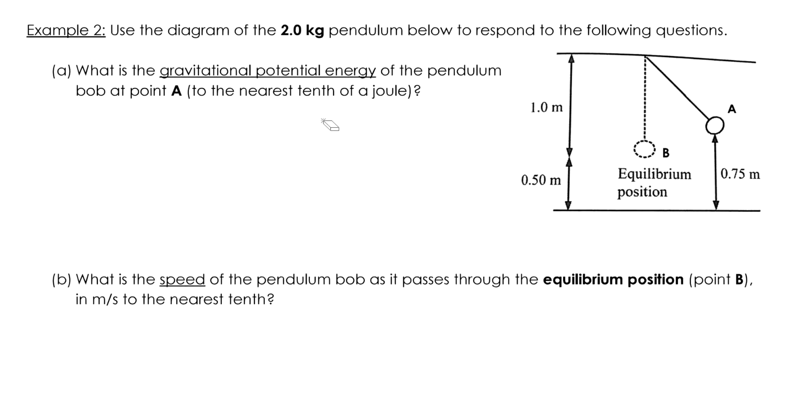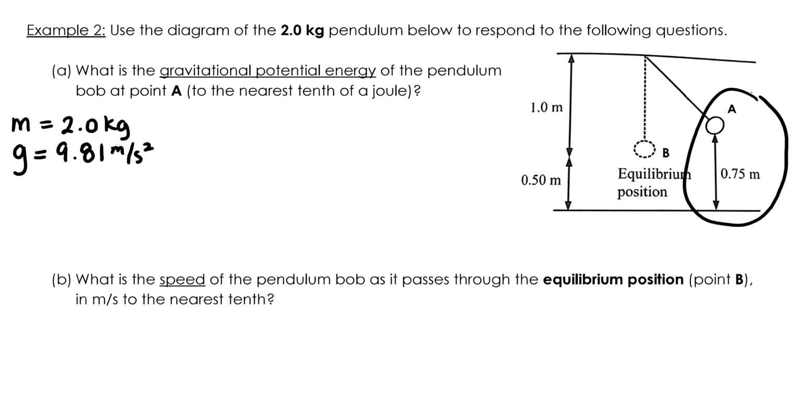Use the diagram of the 2 kilogram pendulum below to respond to the following questions. What is the gravitational potential energy of the pendulum bob at point A? Let's start by writing down the things that we know. The mass of the pendulum bob is 2.0 kilograms. G is 9.81 meters per second squared. Looking at the diagram, we can gather some more information. For example, the height of the pendulum above the ground at point A, or HA, is 0.75 meters.